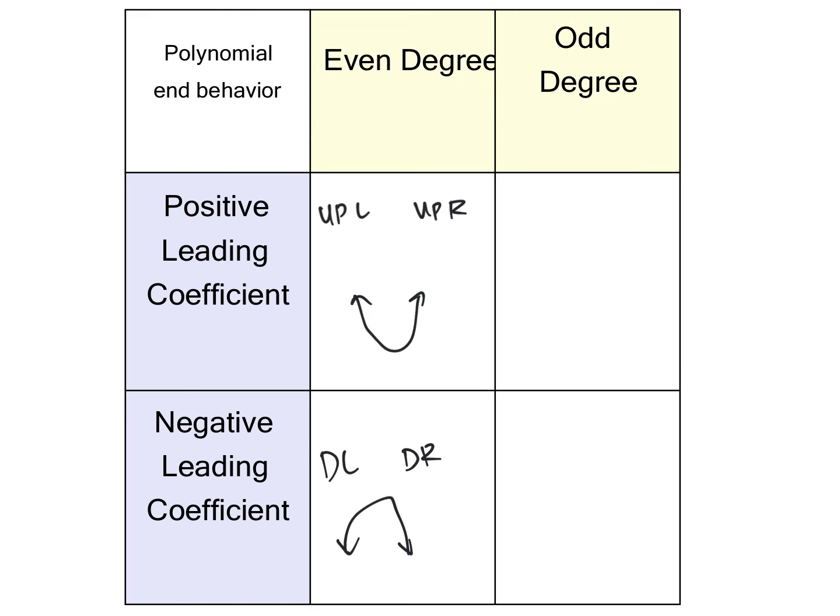For an odd degree with a positive leading coefficient, the top right box, it looks like that cubic, or you could think of it as a linear equation. So it's down left, up right. For a negative leading coefficient in an odd degree, the bottom right corner box, it's almost like an upside down cubic, or you can think of a line with a negative slope. So it's up left, down right.